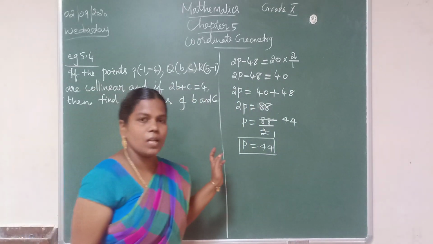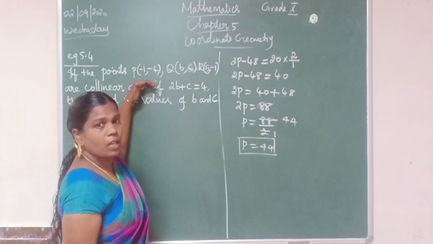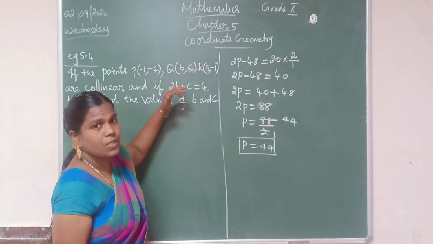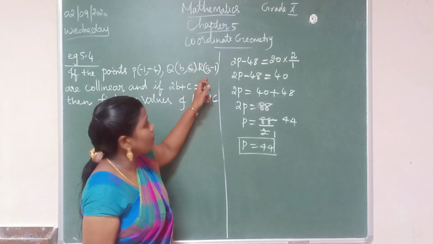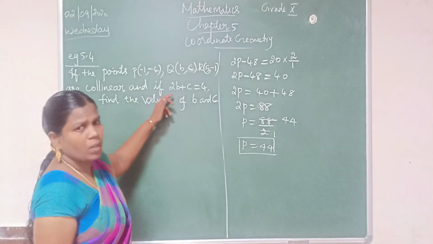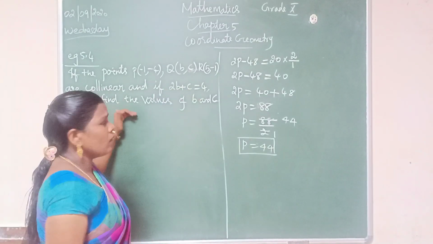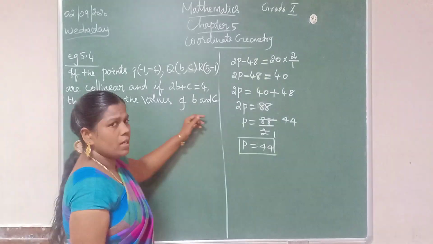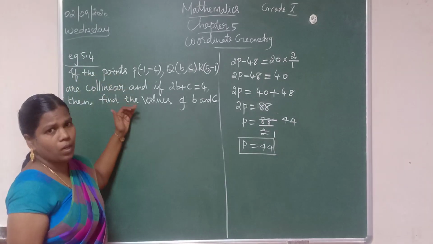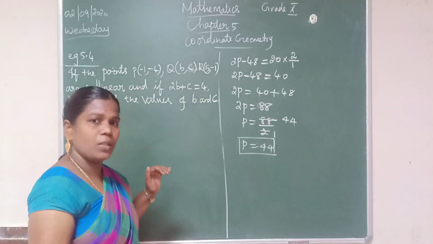Listen. Are you listening, students? Listen here. If the points P of -1, -4, Q of b, c, where b and c are unknown values we have to find out, and R of 5, -1 are collinear, and if one more equation is there, 2b plus c is equal to 4, then find the values of b and c. So what to do now? Given the points are collinear, and we know that if points are collinear the area of the triangle is 0. So let's use that condition.